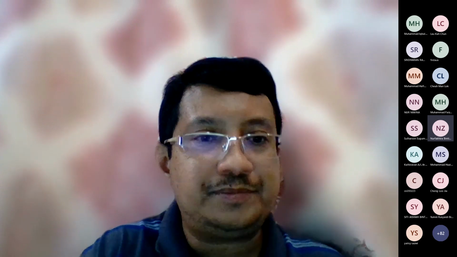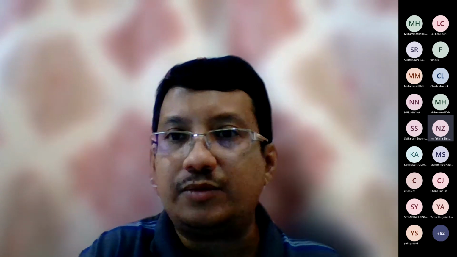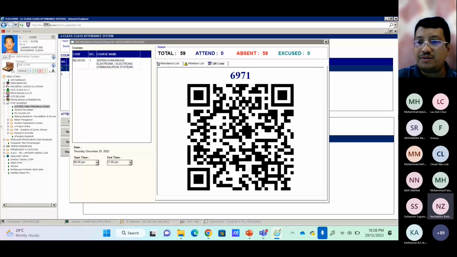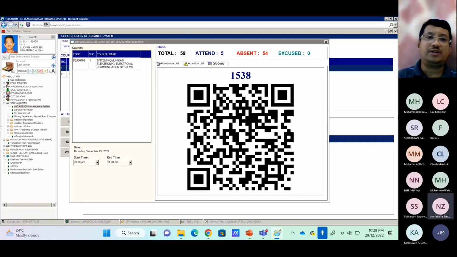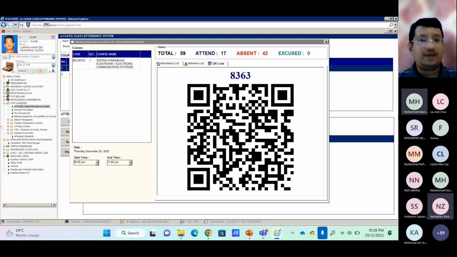So for section 1, you can open your QR code. Okay, maybe wait. So maybe I will share my screen again. Okay, can you see my screen? This is for section 1, so we'll go through one by one. Could you please scan your attendance, and then I will move to section 2 later after this.